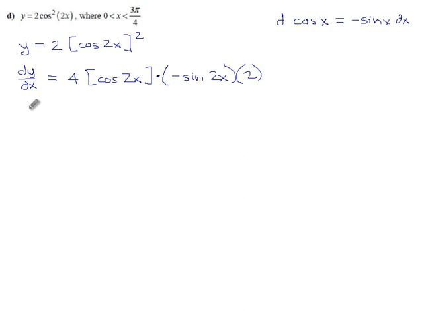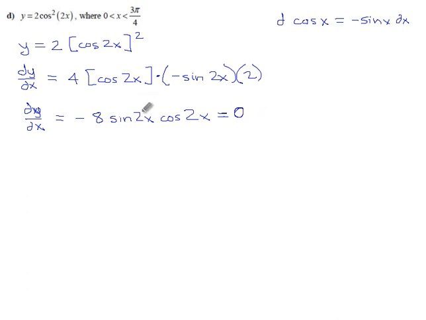So if we collect all that stuff, dy dx. For coefficients, we have a 4, we have a 2, and we have a negative sign. So this is negative 8, and I'm putting the sign first. I'm just used to doing it that way. Sine 2x, cosine 2x. And as usual, when we're finding intervals, we want to find the places where this is undefined, there aren't any, and the places where it equals 0.